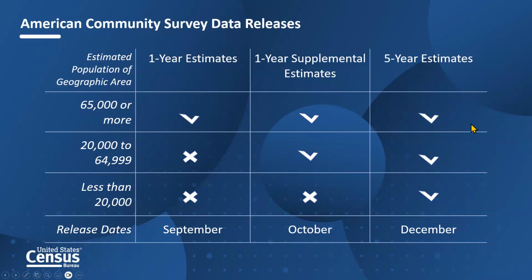So if you're looking here at the 5-year estimates, because these numbers are greater than 20,000, all these population estimates will get the 5-year.